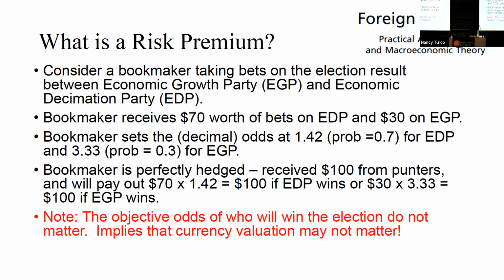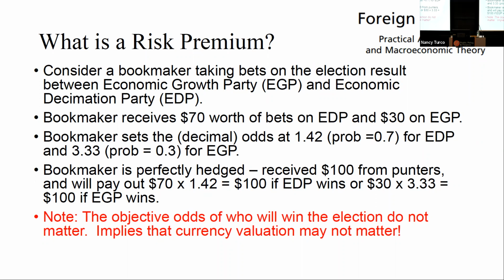So he says, okay, well, this is easy, right? All I do is set my odds so that the $70 goes to a 70% probability for the EDP winning and a 30% probability for the EGP winning.